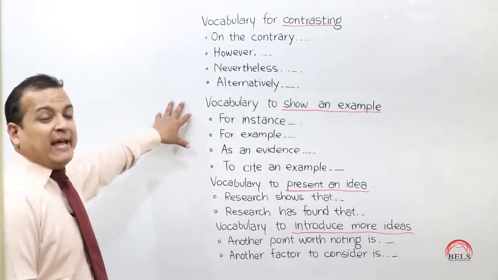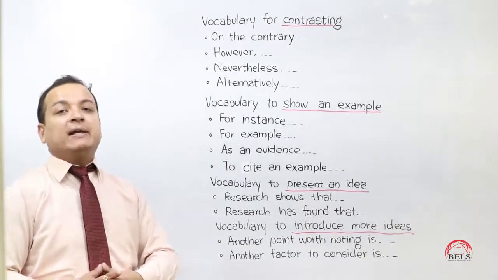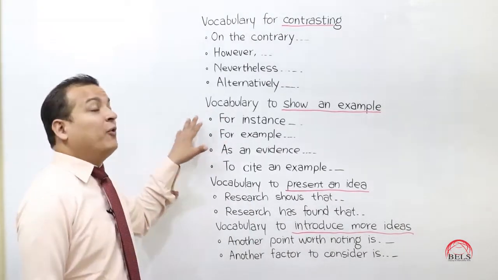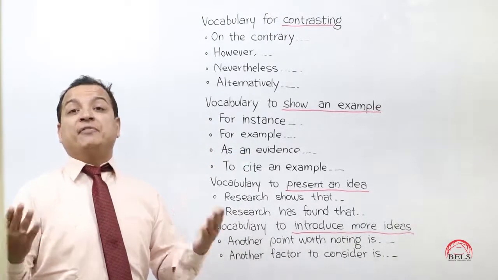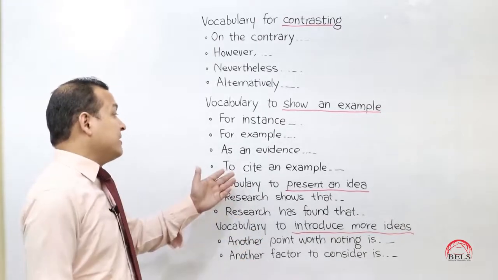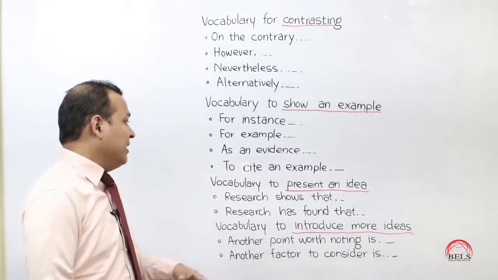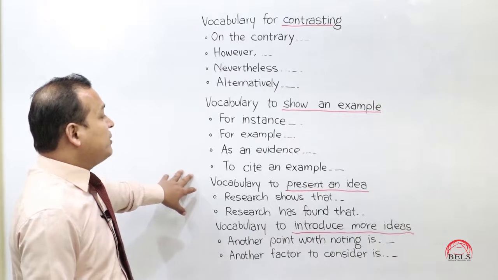You can simply use any of the vocab for writing the example part. Number one, you can say for instance, you can say for example, you can say as an evidence. This is a very good word. You can say to cite an example. Then finally, a vocabulary to present an idea.